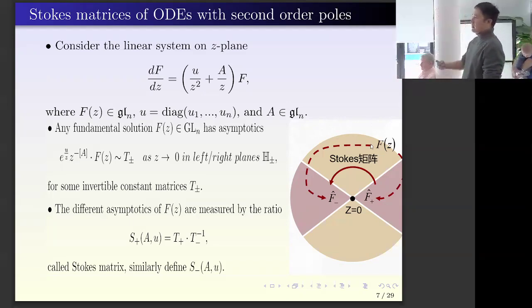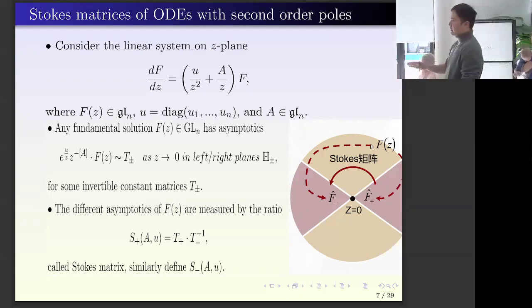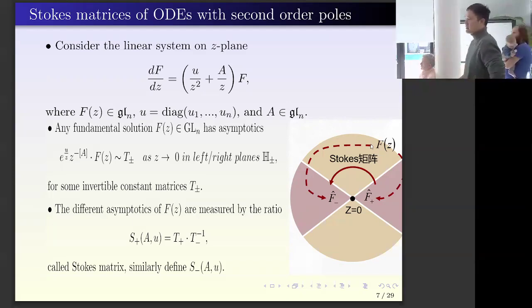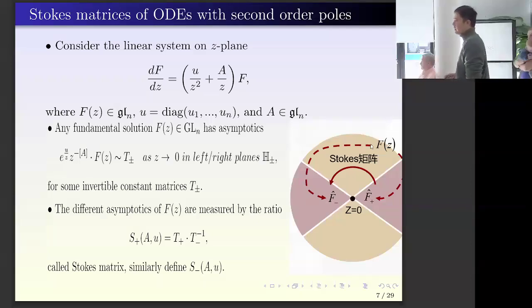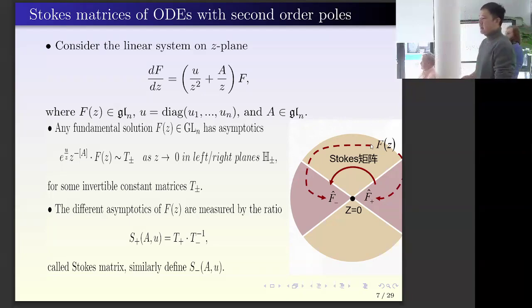Again, a linear system with a second order pole has the following typical phenomenon. We take any of its solutions and study its asymptotics around the singularity. Then we find that the function has different asymptotics in different surrounding regions. These different asymptotics can be measured by the so-called Stokes matrices, which are a pair of n by n invertible matrices, S plus and S minus. One can also think of S plus and S minus as scattering matrices from the integrable system viewpoint, or as monodromy data from the meromorphic connection viewpoint. But in any case, we have a transcendental way to assign a pair of invertible matrices to a linear system. In general, S plus and S minus are highly transcendental functions. It's very hard to understand.